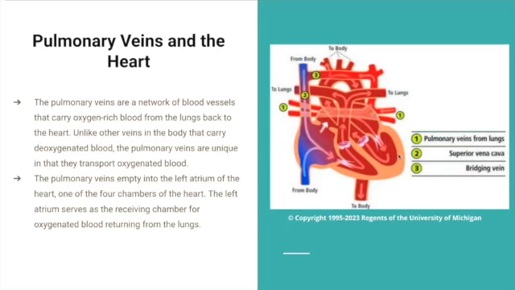This oxygenated blood is then collected by the pulmonary veins, which converge to form the larger vessels that return blood to the heart. The pulmonary veins empty into the left atrium of the heart, one of the four chambers of the heart. The left atrium serves as the receiving chamber for oxygenated blood returning from the lungs.